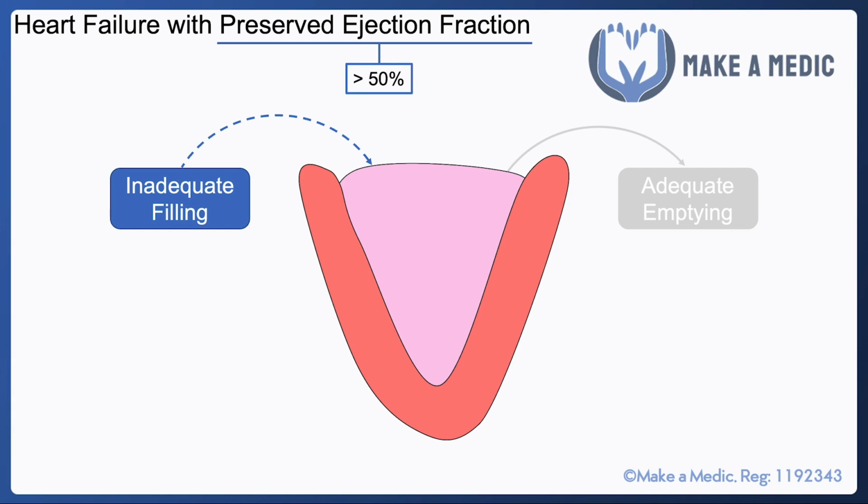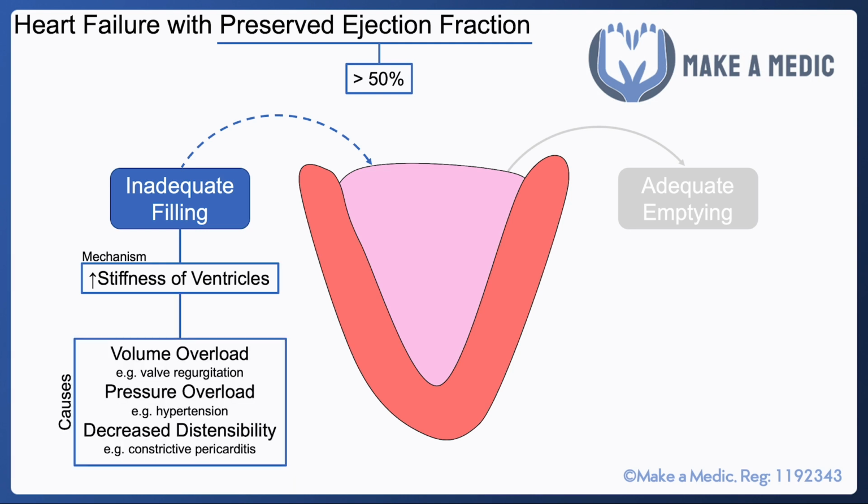To define it a bit more specifically, preserved ejection fraction refers to a left ventricular ejection fraction that's more than 50%. The main reason this happens is stiffness of the ventricles, which may be due to a number of reasons, such as volume overload in valve regurgitation, pressure overload, or decreased distensibility. But the underlying principle is that during diastole, the ventricles are not able to fill sufficiently with blood, and hence there's not enough blood to pump out during systole. So the proportion of the blood that's pumped out during systole may be perfectly fine, above 50%. However, the actual amount of blood that's coming out is quite low, because the heart isn't filling as well as it should be.